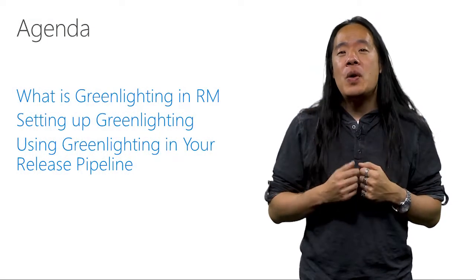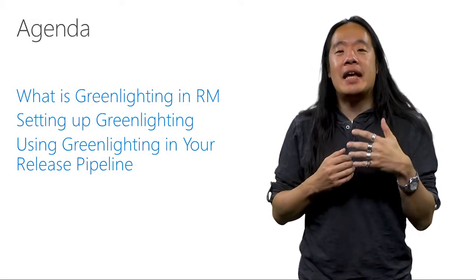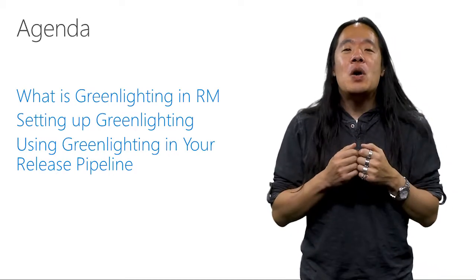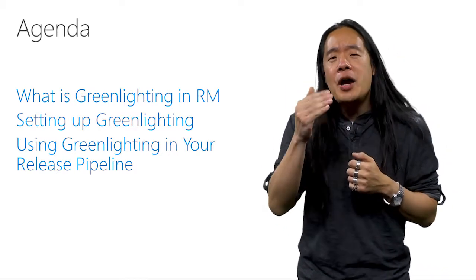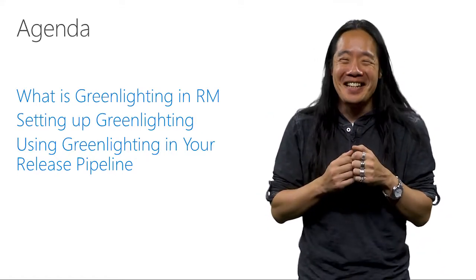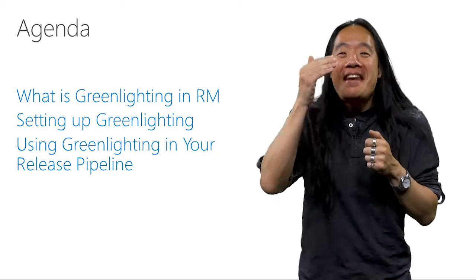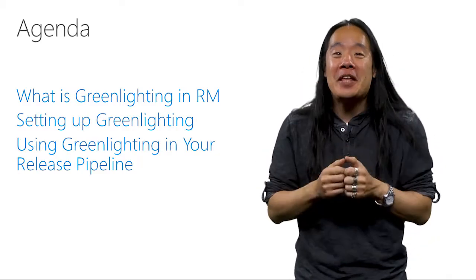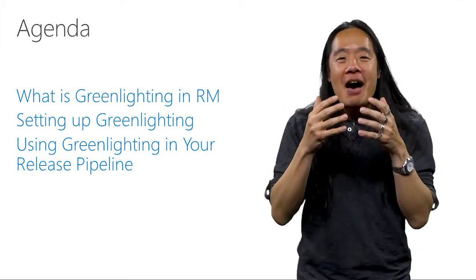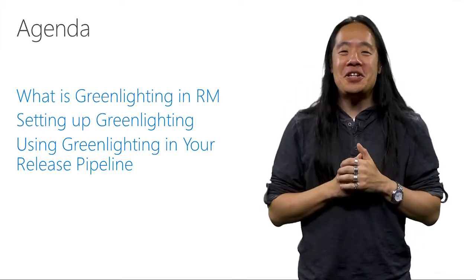Today, I'm going to show you how you can set up and use Greenlighting in your release pipelines. Greenlighting is a new feature where you can use monitoring and automated systems to complement your release approval gates. Or put another way, we can now set up automated approval gates in our release pipelines. And today, I'm going to walk you through how to set that up. Let's go check it out.